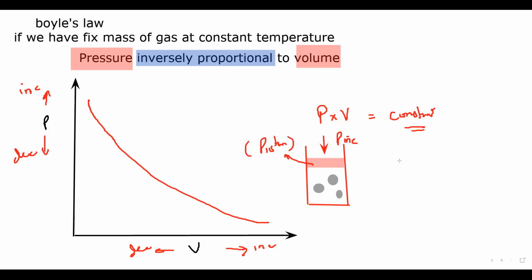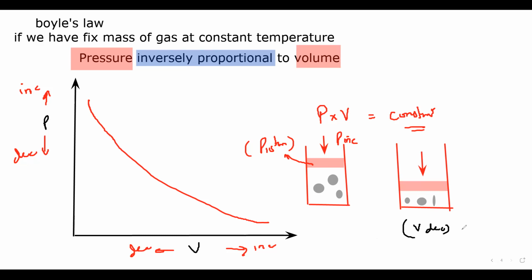So when I try to compress, when I try to reduce the size, I try to increase the pressure, what I will observe is the volume of the gas will decrease. So an increase in the pressure will reduce the volume, and we call them inversely proportional.